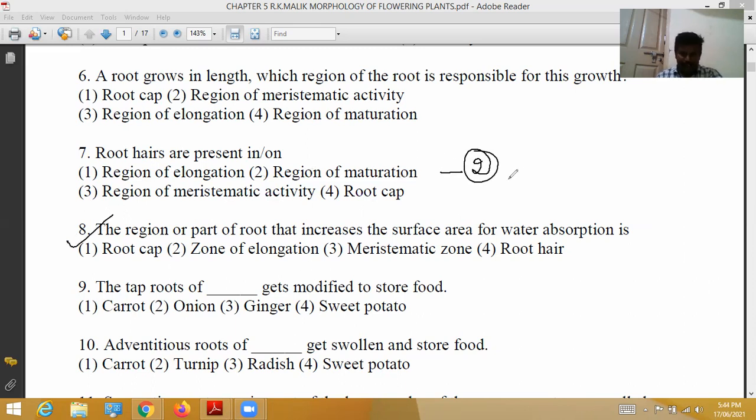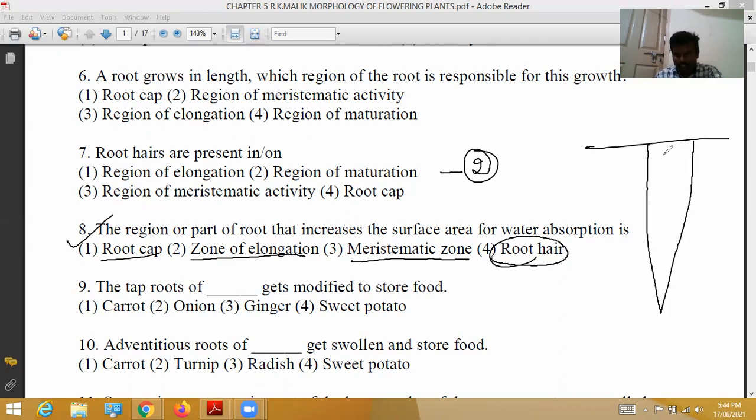Next, let us see the 8th question. The part of the root that increases the surface area for absorption is, see here, root cap. Root cap does not increase the surface area. Zone of elongation helps in plant growth. Meristematic region increases new cell formation. So root hair is responsible.